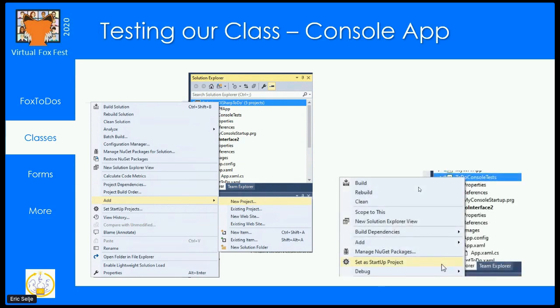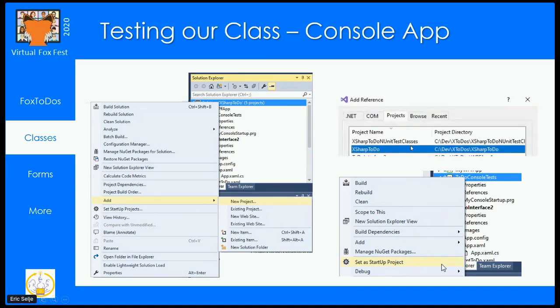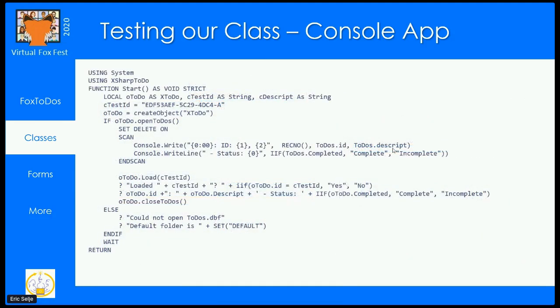So let's do that. We'll click on the solution, say add a new project, pick a console app, and set that as the startup project so that when we run the application, it becomes the thing that actually runs. Then we have to make sure we add a reference to our business objects, which are in that other library. Otherwise, there's no connection between them.